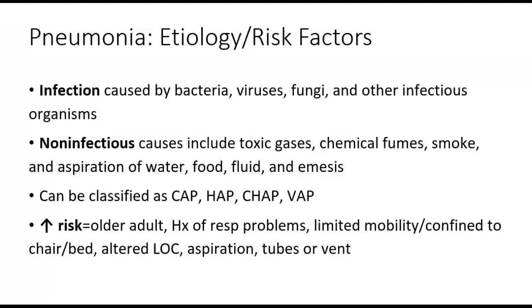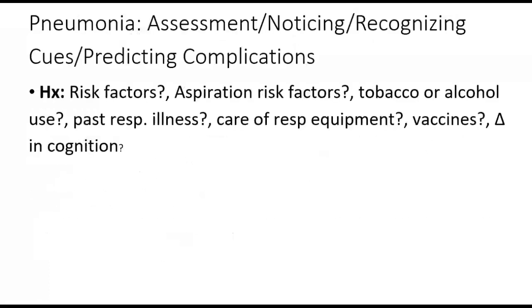Those identified to be at increased risk for pneumonia include the older adult, the patient with a history of respiratory problems, the patient with limited mobility or the patient confined to a chair or bed, person with altered level of consciousness, at risk for aspiration, or the patient who has any sort of tubes, NG tubes, ET tubes, or the patient on a vent.